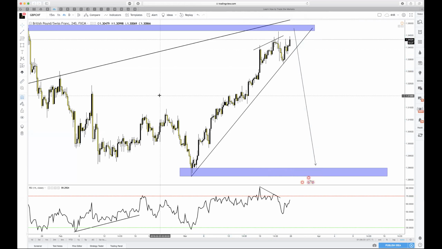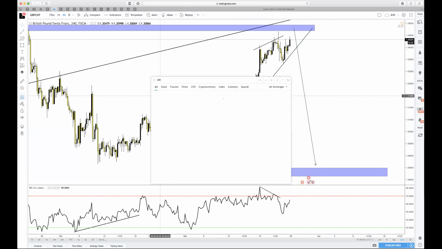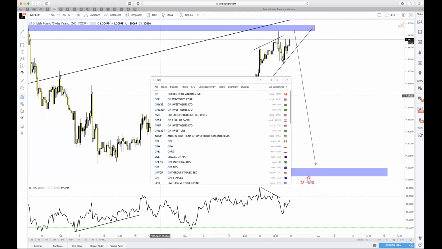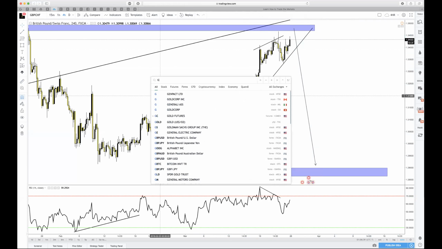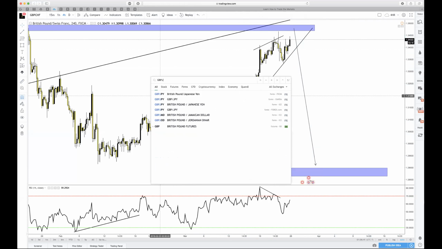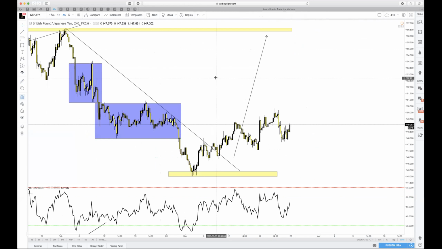Okay, so GBPCHF, I've got nothing. Let's see GBP. GBPJPY. All right, GBPJPY got a small harmonic pattern right there. Small harmonic in a 15-minute time frame.